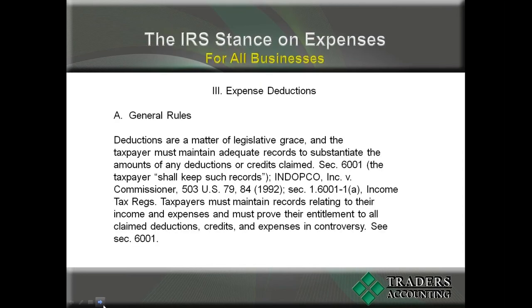So what's the IRS stance on expenses? Deductions are a matter of legislative grace. The taxpayer must maintain, this is the important part of this, folks, adequate records to substantiate the amount of deductions or credits claimed. I see more people get in trouble because they cannot substantiate what they have tried to deduct. A lot of small businesses throw their receipts away, apparently, because they estimate what their expenses are going to be, and when they get caught, there's absolutely nothing they can do.